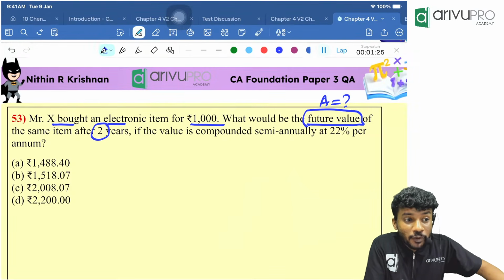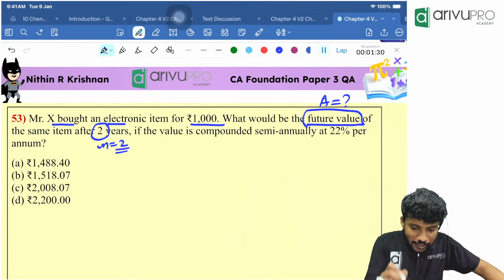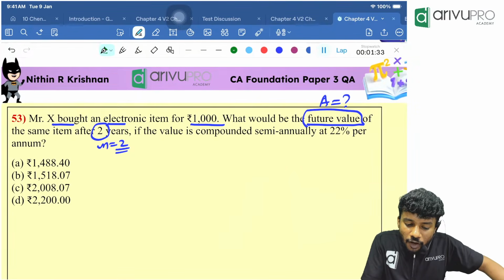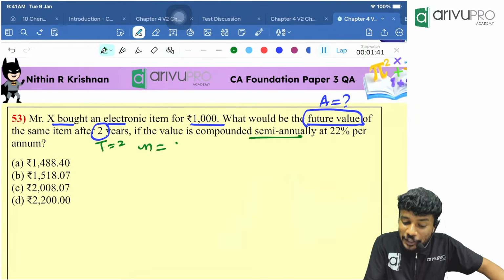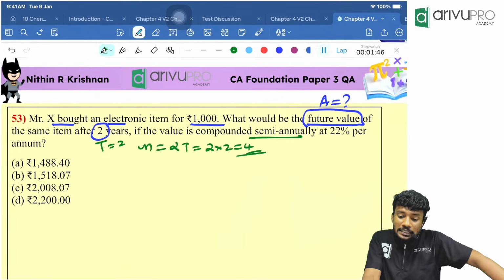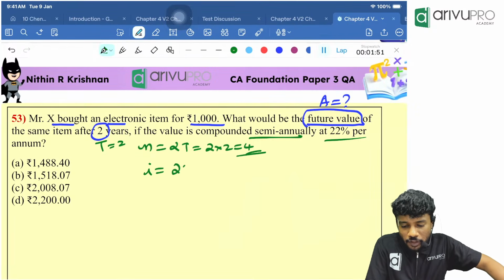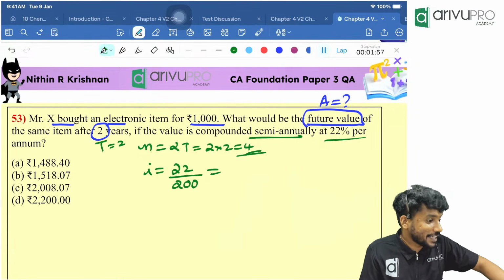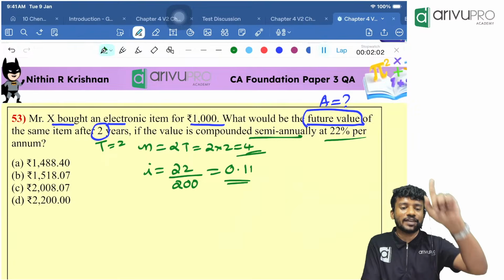After 2 years means the time period is equal to 2, or can I take it as n is equal to 2? Then the value is compounded semi-annually. That means time period is equal to 2, but n is not equal to 2. N is 2 into t, that is 2 into 2. How much is it? 4. Then the rate percentage is 22%. So I will become 22 divided by 200. Why 200? Semi-annually. Correct? So 22 by 200 is 0.11.